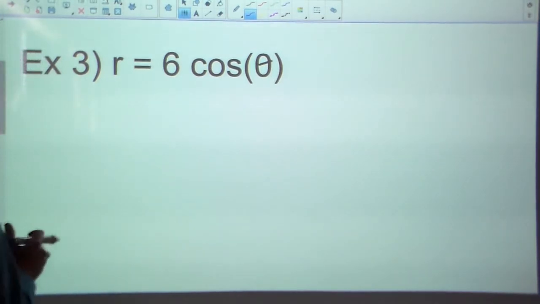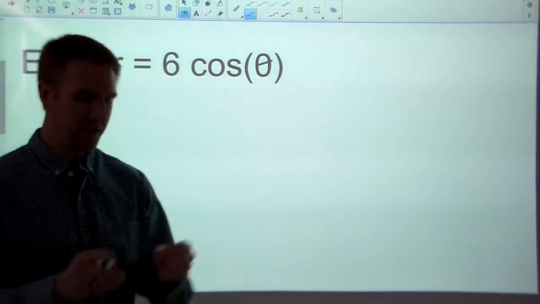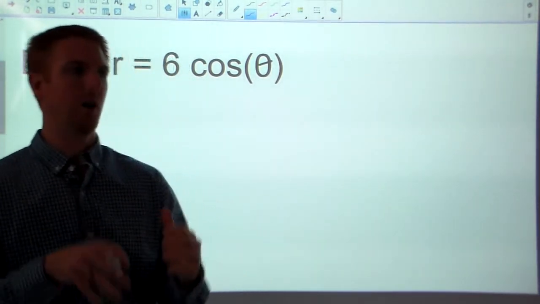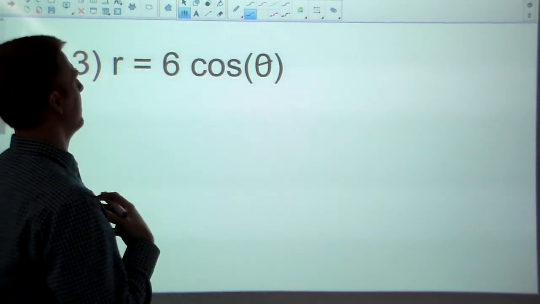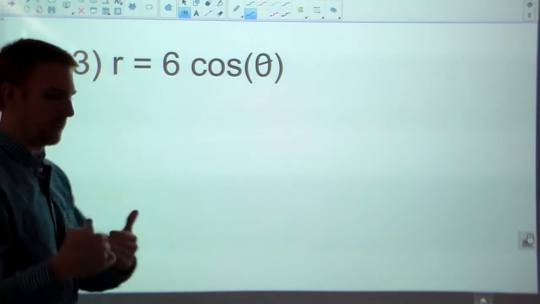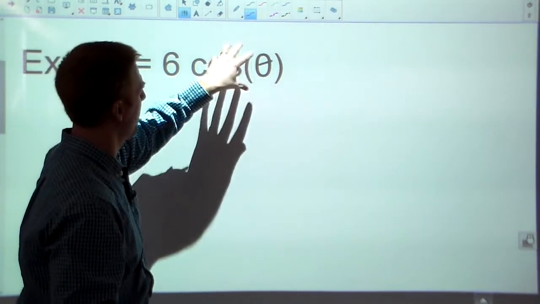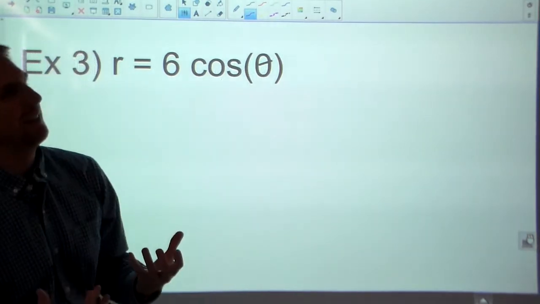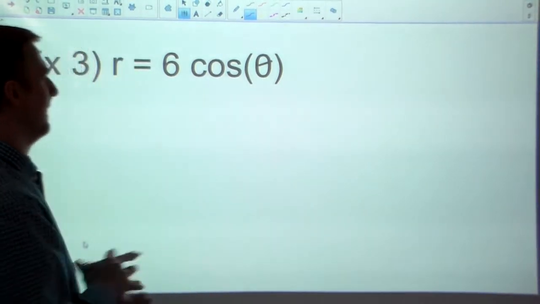All right, we've got r equals 6 cosine theta. Well, I know I want to get x and y back in here. I want to get rid of these r's. So my instinct here is to square both sides, because I'm thinking, all right, r squared, that would be x squared plus y squared. But then when I square this, I have cosine squared, and I don't really know where to go with that. So that would be an example of a dead end.